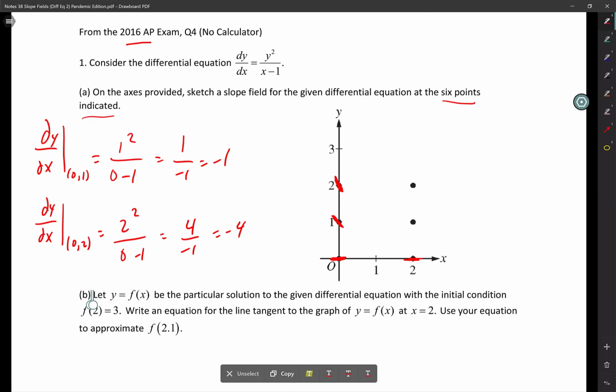So if I go to 2, 1, 1 squared is going to be 1. 2 minus 1 is 1. 1 divided by 1 is 1. Slope of 1. There it is. Bam. If I go to 2, 2, 2 squared is 4. 2 minus 1 is 1. 4 divided by 1 is 4. So there's my slope. There it is, guys. Done. Doesn't have to be perfect. Done.